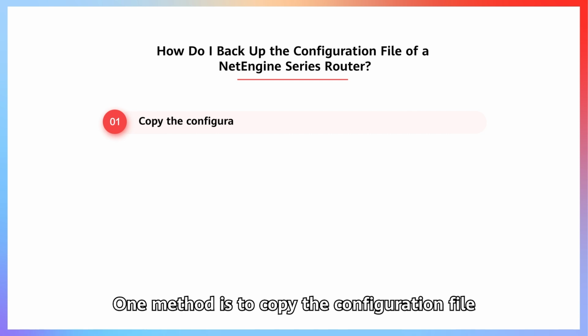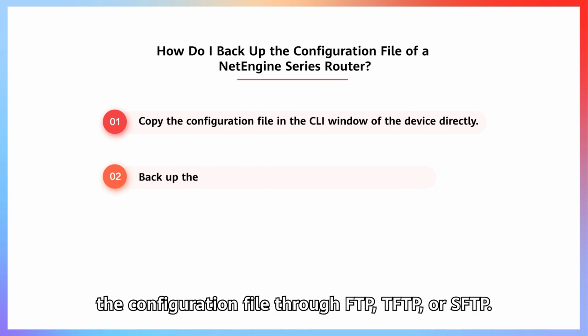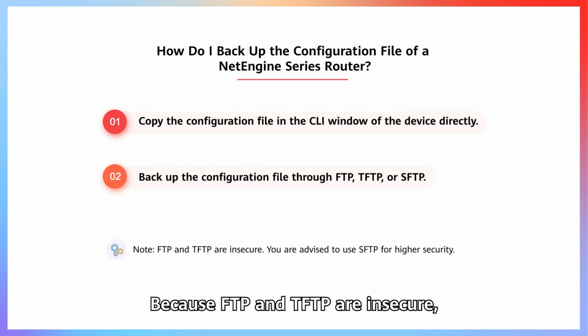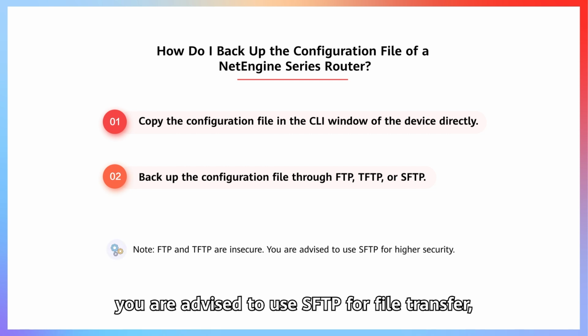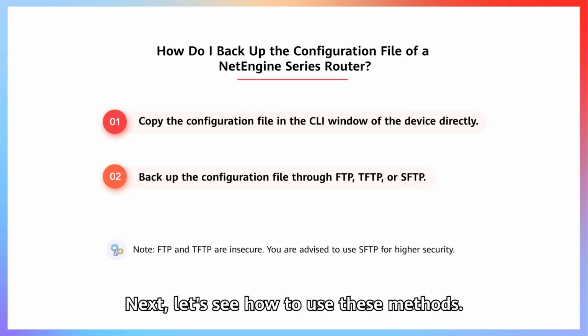One method is to copy the configuration file in the CLI window of the device directly. The other method is to back up the configuration file through FTP, TFTP, or SFTP. Because FTP and TFTP are insecure, you are advised to use SFTP for file transfer, thereby improving security. This video uses SFTP as an example. Next, let's see how to use these methods.